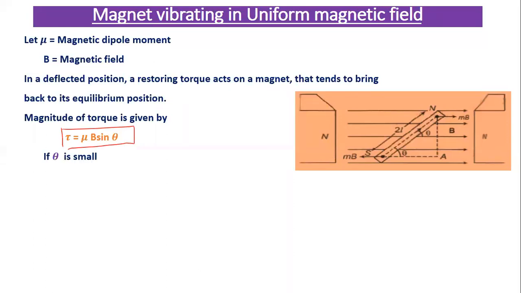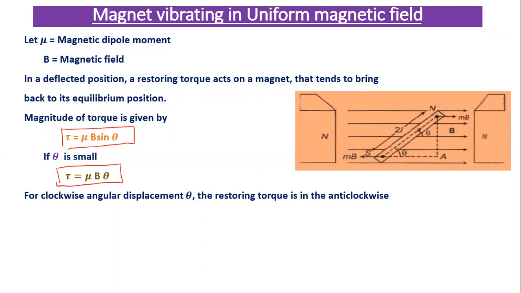Theta is very small, so sine theta we can write as theta. So instead of sine theta we use theta. So we get torque is equal to mu B into theta. For clockwise angular displacement theta, restoring torque is anti-clockwise. So restoring torque is always opposite to the angular displacement, because we have written torque proportional to minus theta. So they are oppositely directed.